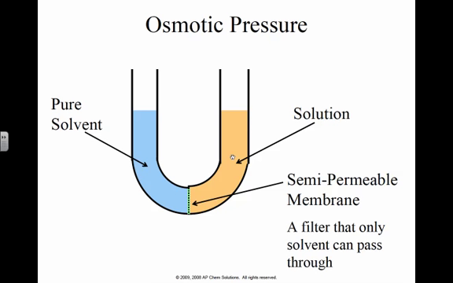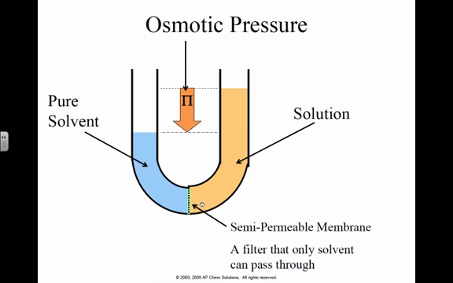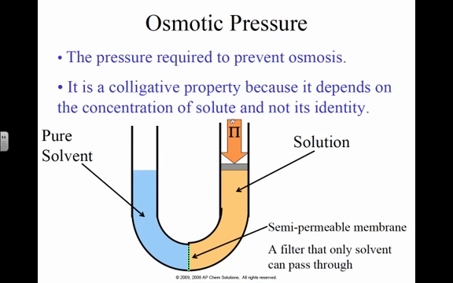So if this is a solution, solute and solvent, this is just the solvent. We can think of water. Only the solvent can pass through. So this has the higher concentration of solvent. This has a lower concentration of solvent, so the solvent would be going in this direction. Osmotic pressure, which is the symbol pi, would be the pressure that you would have to push down right here so that osmosis does not take place. So here's the osmotic pressure pushing down, forcing osmosis to not take place.